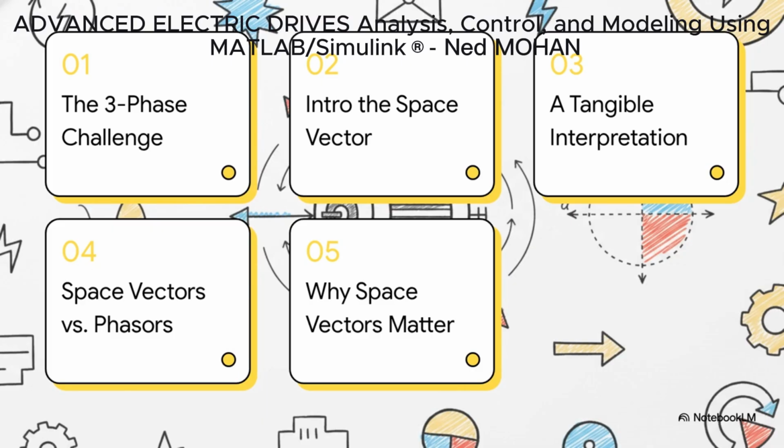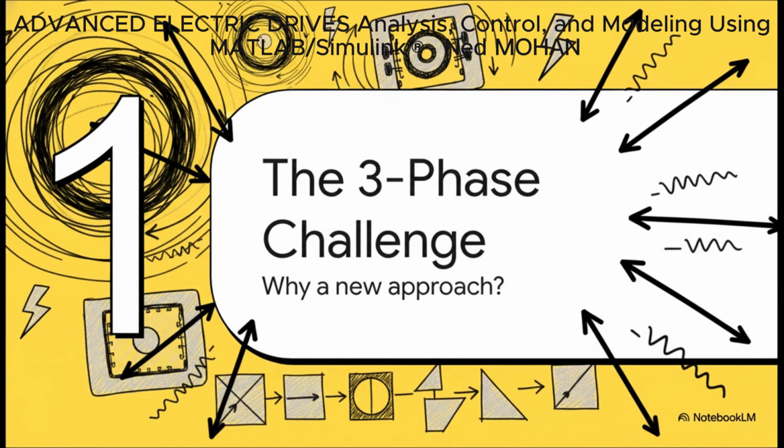Okay, so here's the plan. We'll start with the problem, the big challenge with three-phase machines. Then I'll introduce you to our hero, the space vector. We'll talk about what it actually is in the physical world, clear up that classic confusion between space vectors and phasors, and then, and this is the important part, we'll see why this whole concept is so crucial for pretty much all of modern motor control. So let's get into it.